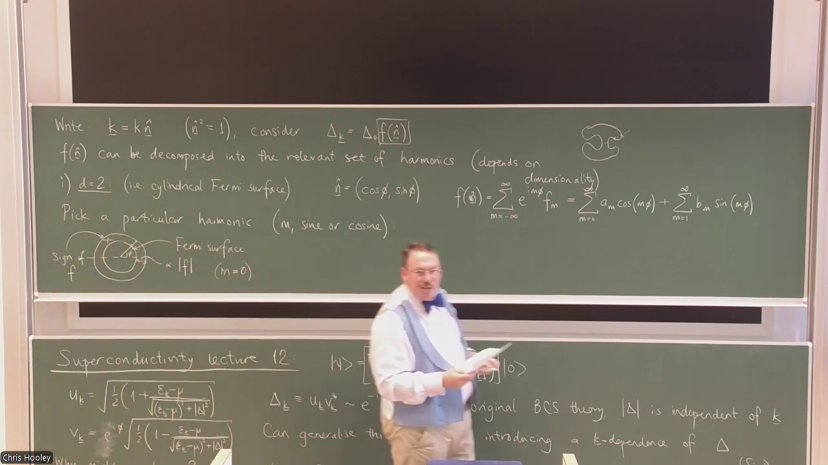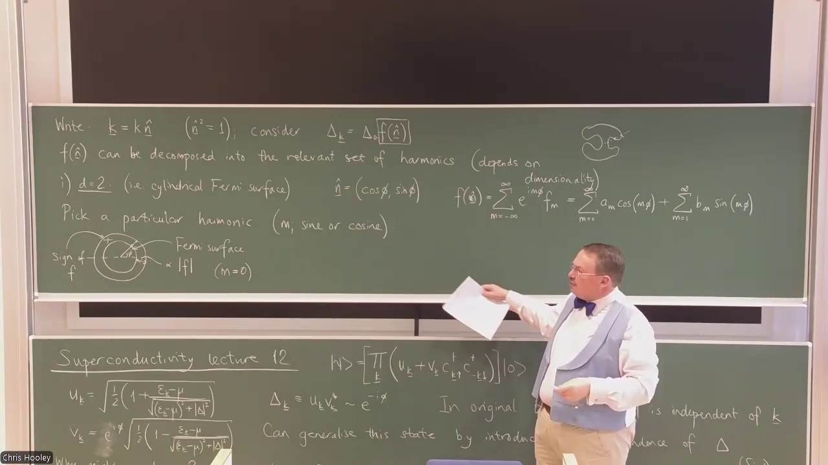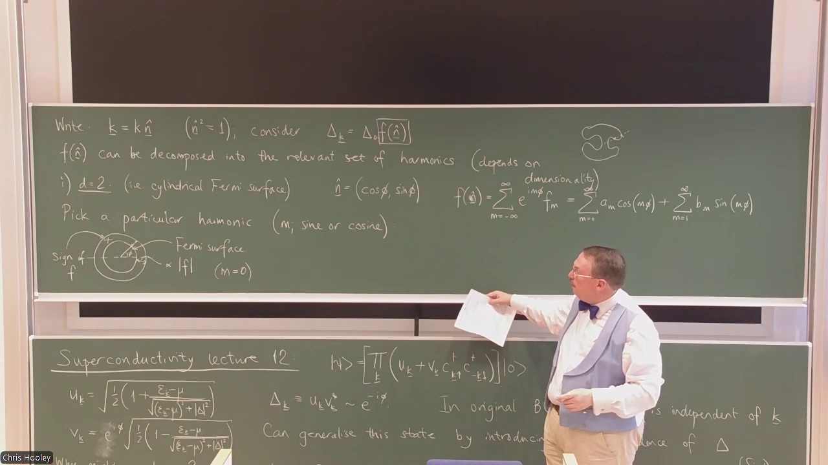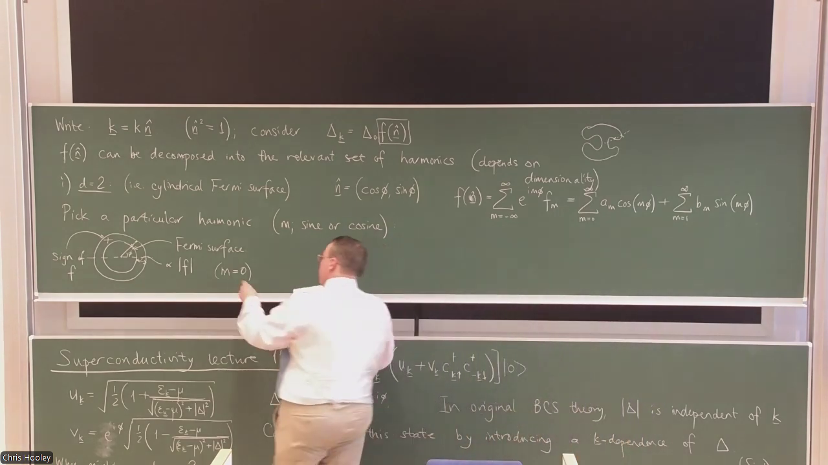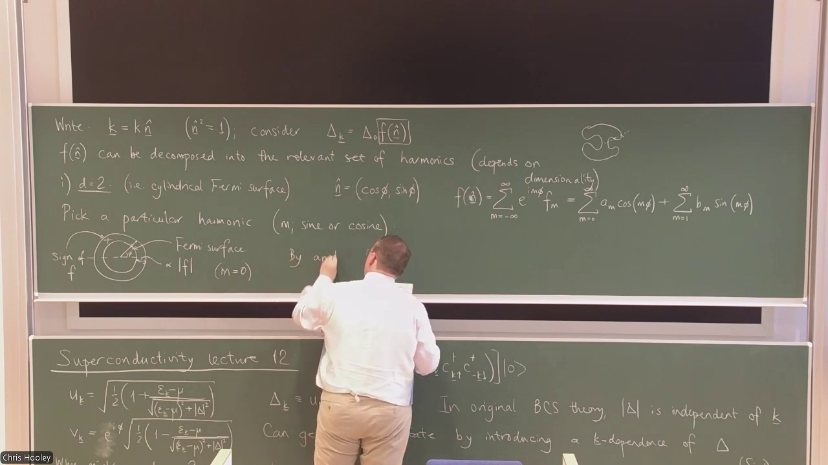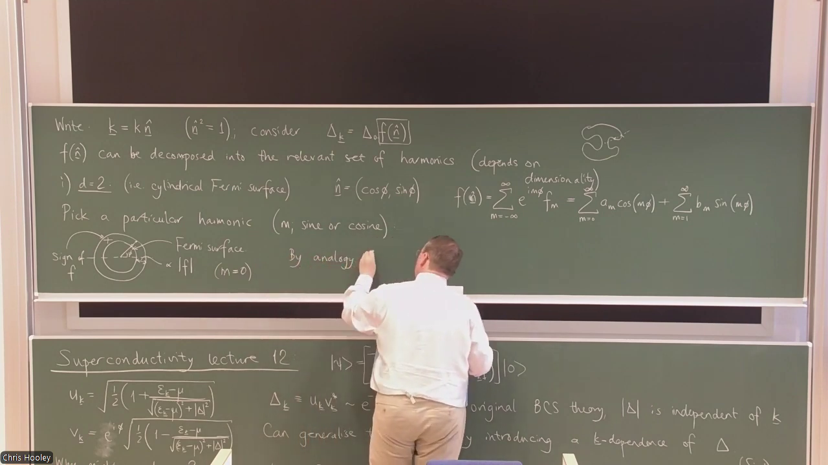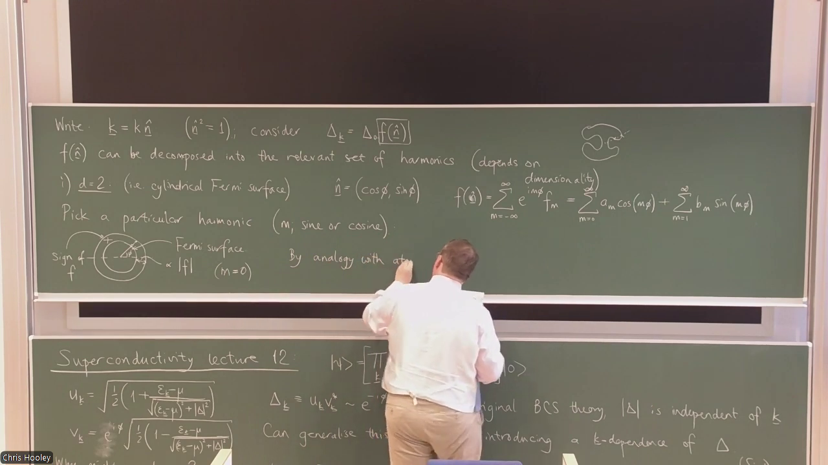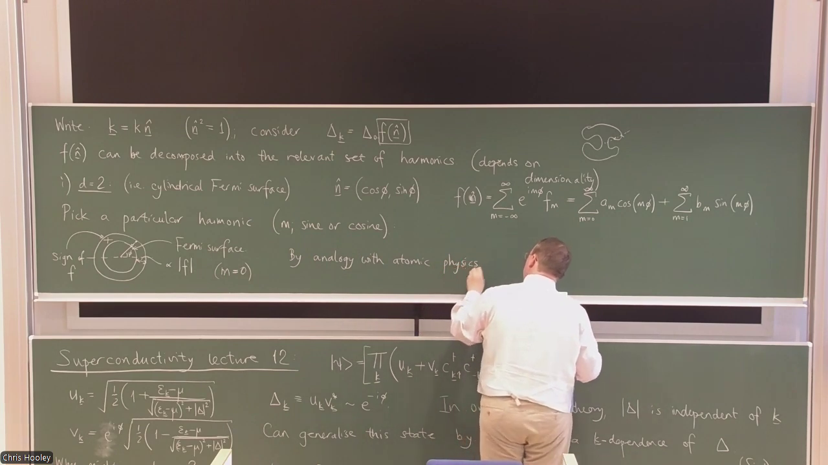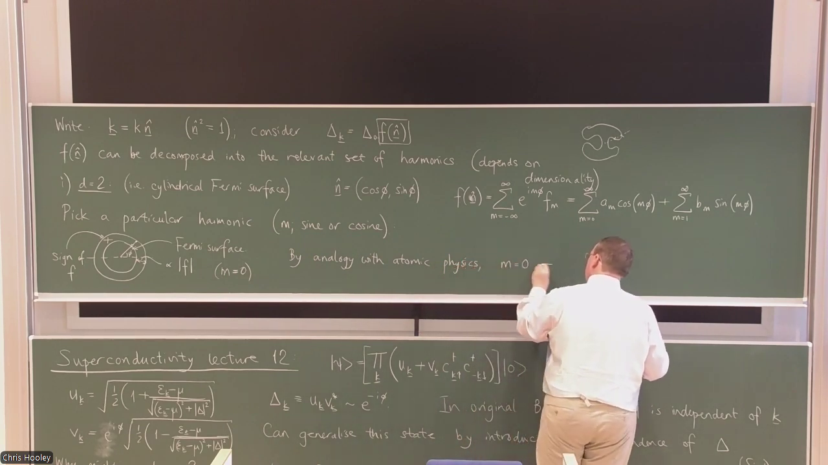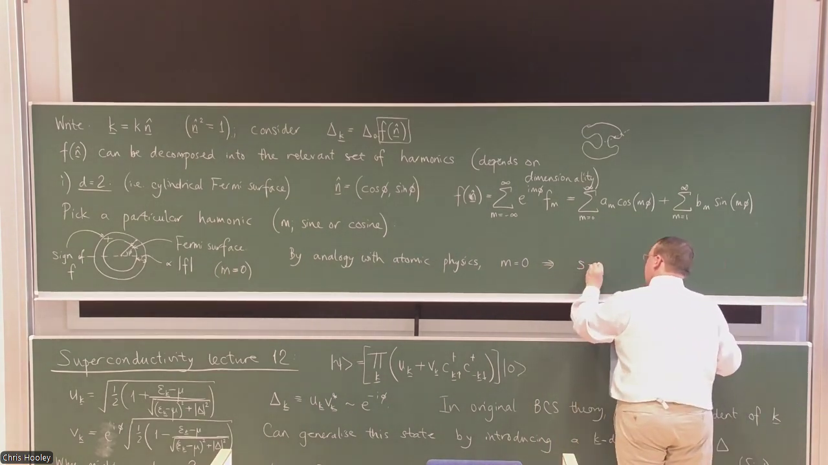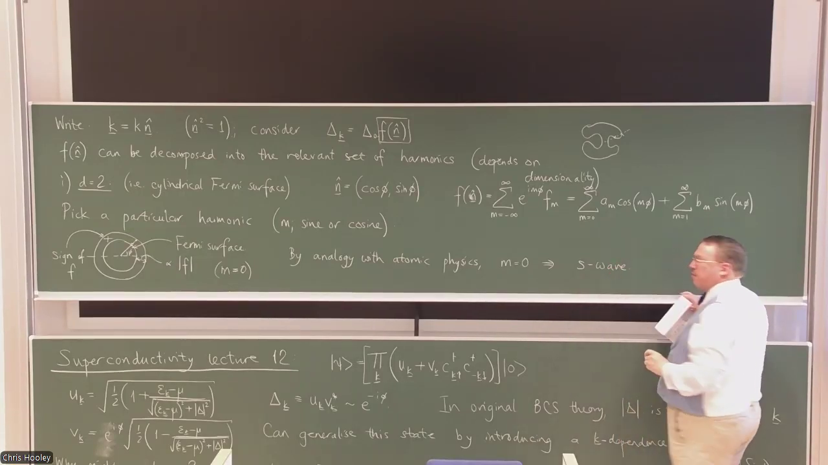The absolute sign isn't so important, but what that plus tells us is that F is positive everywhere round this ring. So, by analogy with atomic physics, M equals 0, right? 0 angular momentum is referred to as S-wave pairing.